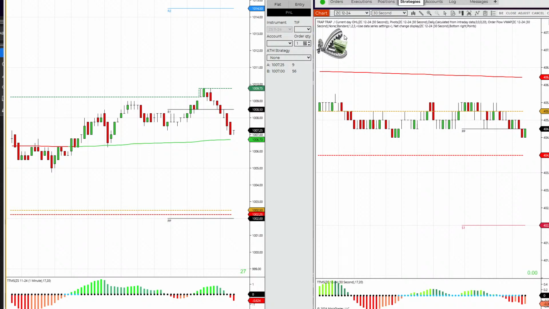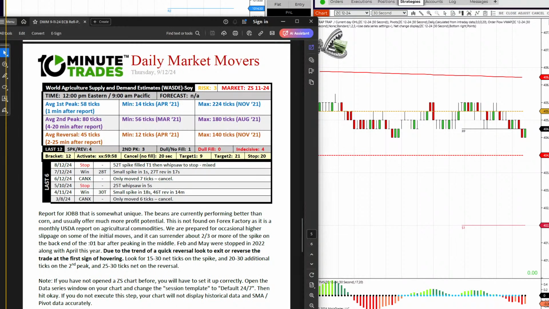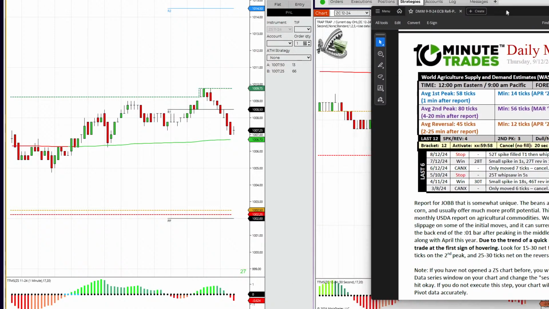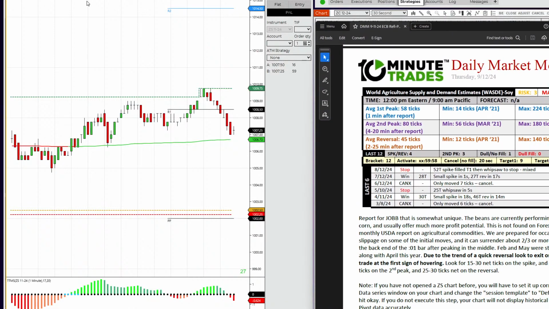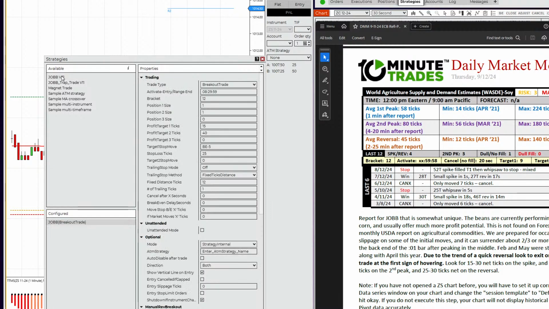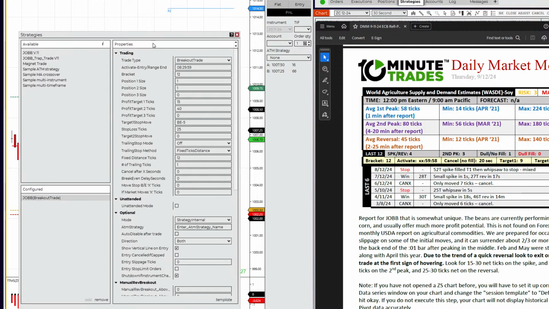Now, honestly, most people do not trade the trap trade on WASDE. We normally trade the soybean breakout. And the soybean breakout, I'm trading, it's a breakout. The trigger time is 11:59:58.